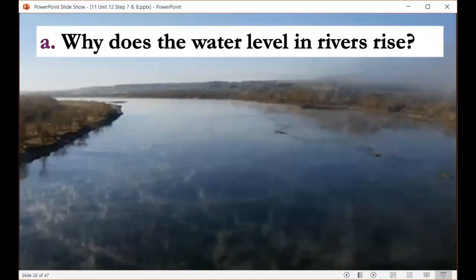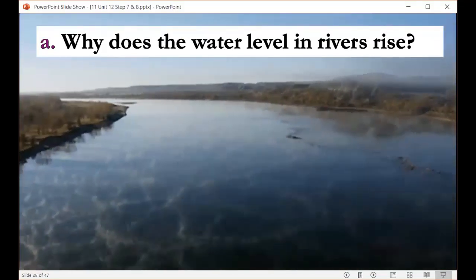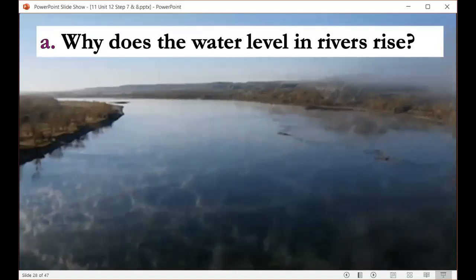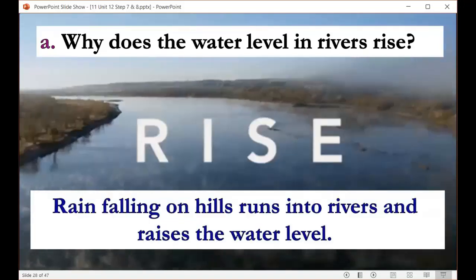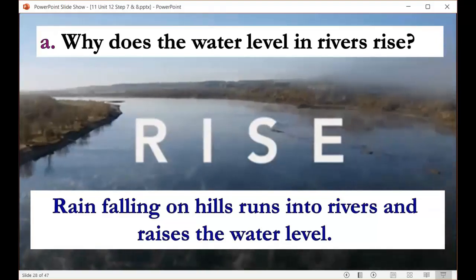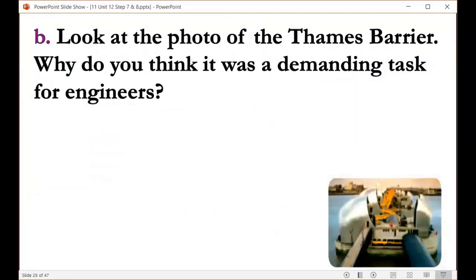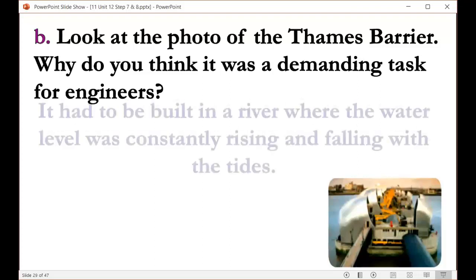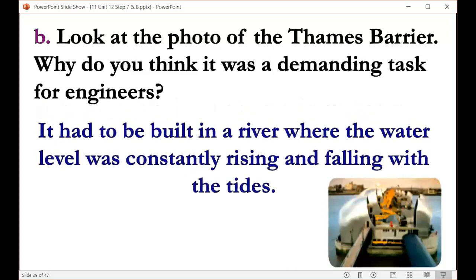The first question: Why does the water level in rivers rise? Yeah, why do you think they rise? Because of rain. Rain falling on hills runs into rivers and raises the water level. Question B: Look at the photo of the Thames Barrier. Why do you think it was a demanding task for engineers? Yes, it had to be built in a river where the water level was constantly rising and falling with the tide. So it was a demanding task for engineers.